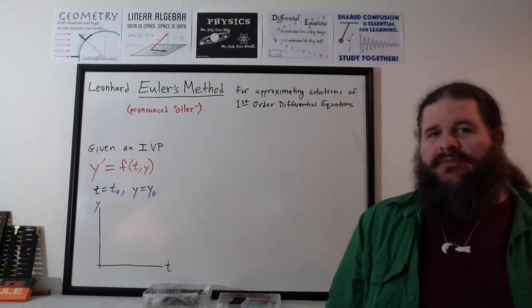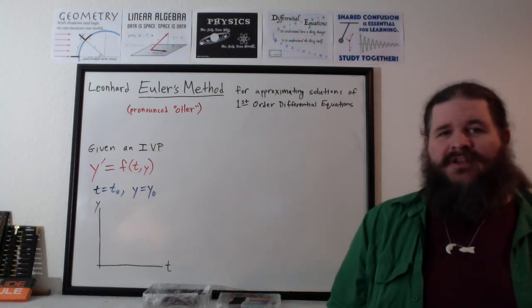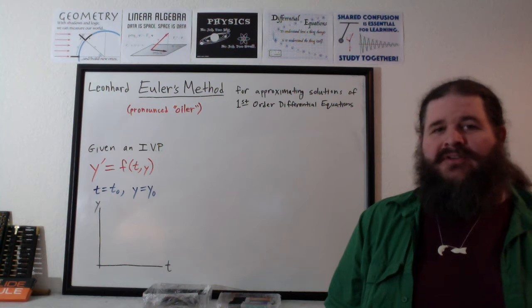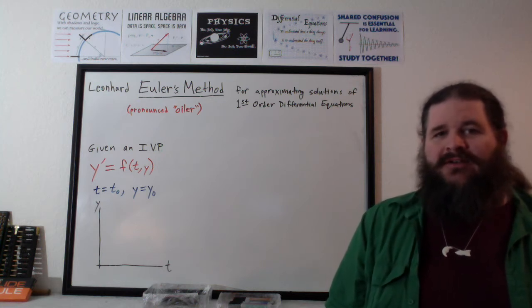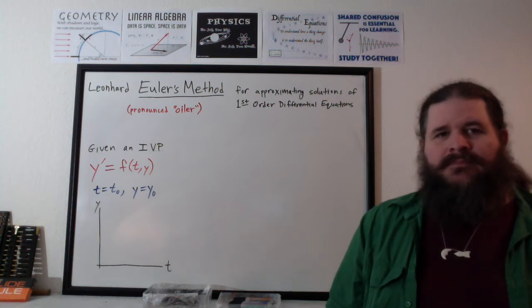Leonhard Euler himself was the most prolific mathematician of the 1700s, possibly most prolific of all time. In fact, the more you study mathematics, the more things you find that are named after Euler. Look him up sometime. He's a very interesting guy.